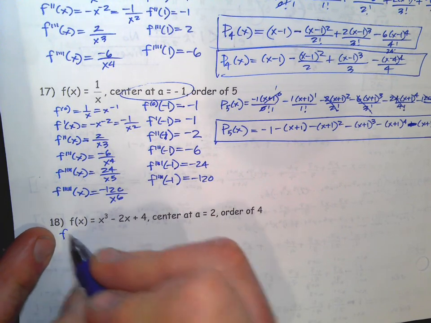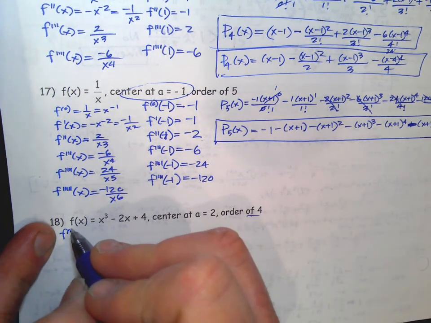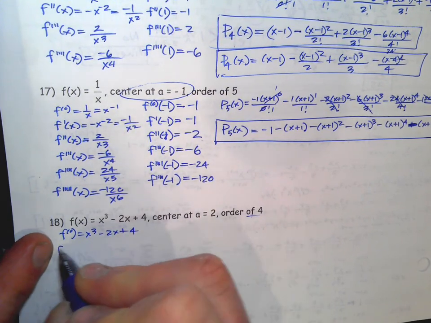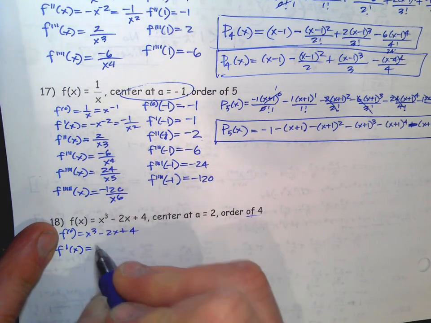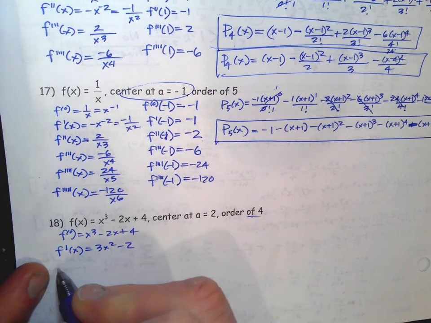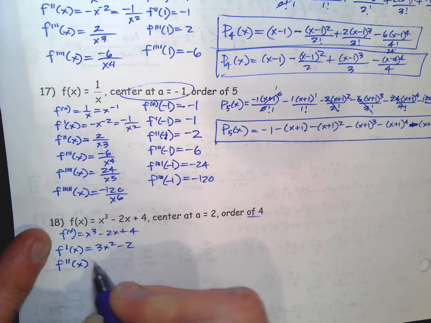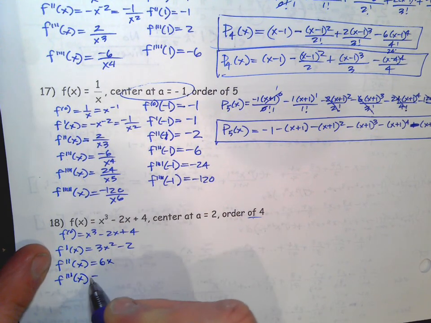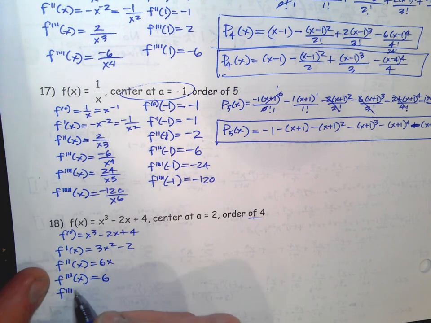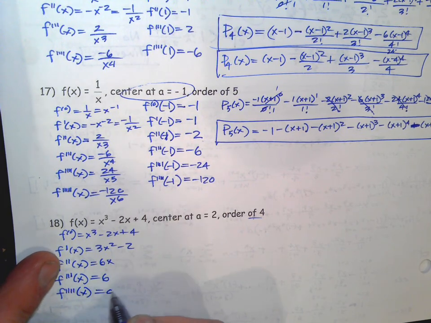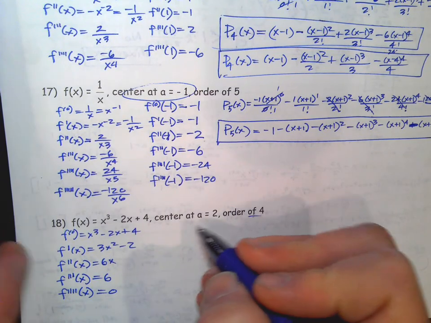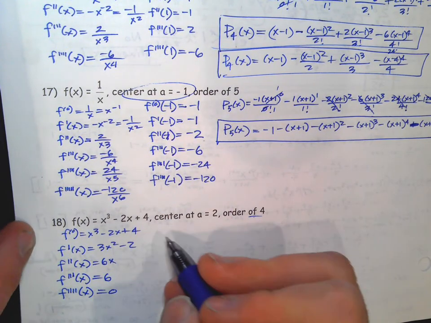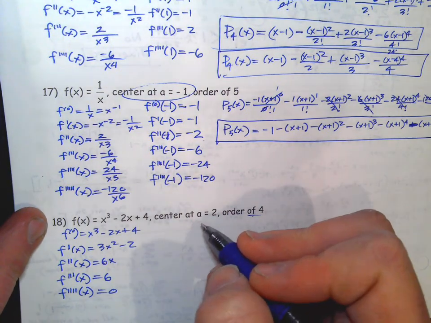So we're looking for order 4. This is your original function. First derivative, 3x squared minus 2. Second derivative, 6x. Third derivative, 6. Fourth derivative, 0. And then they just go away. So we want fourth order, but the fourth degree term isn't going to be there. That's fine. It's still fourth order. We put it in there. It just has a 0 coefficient.